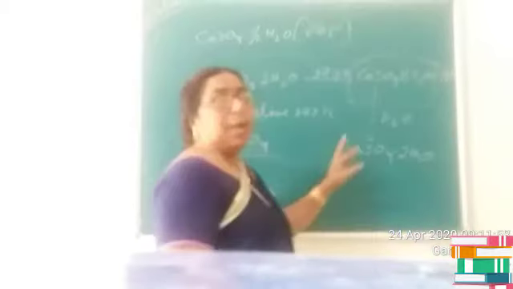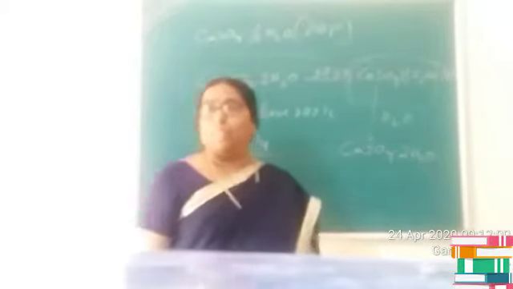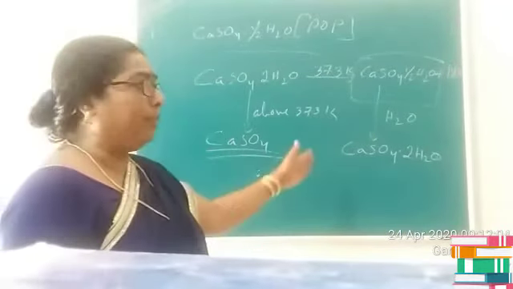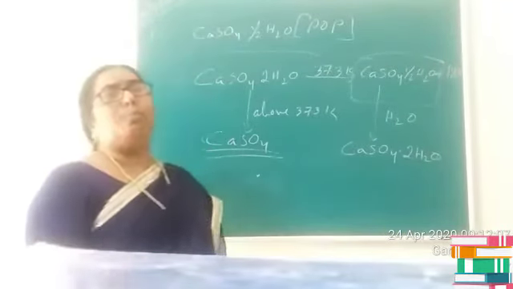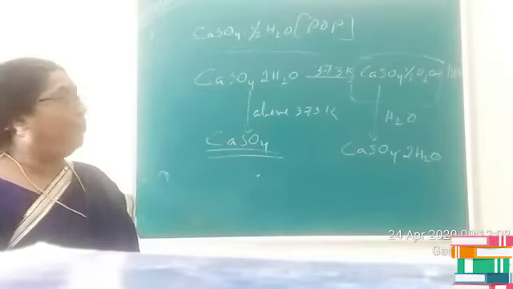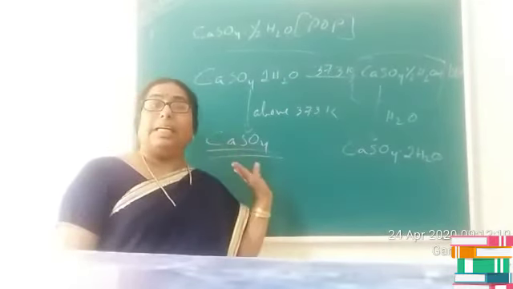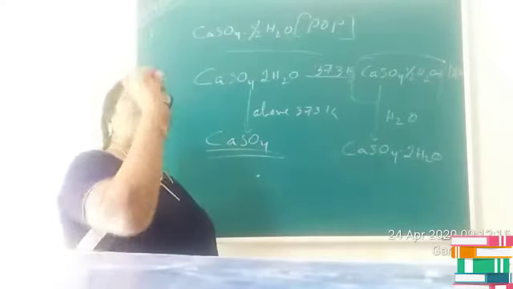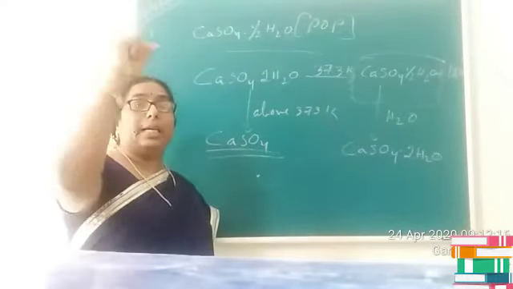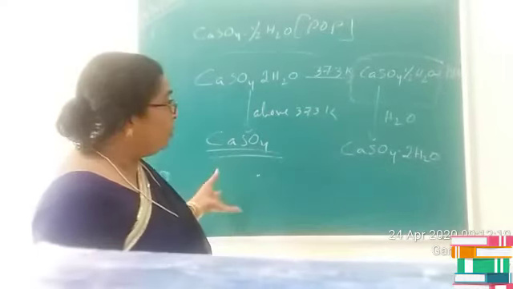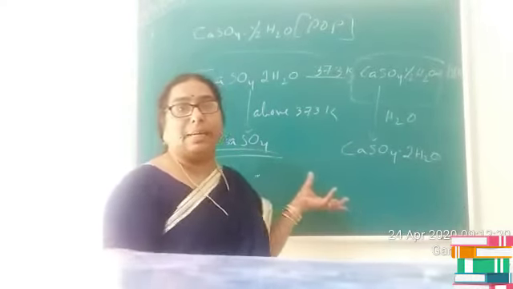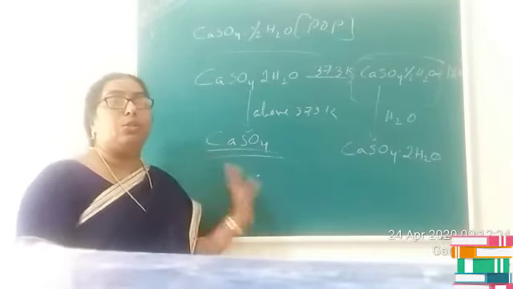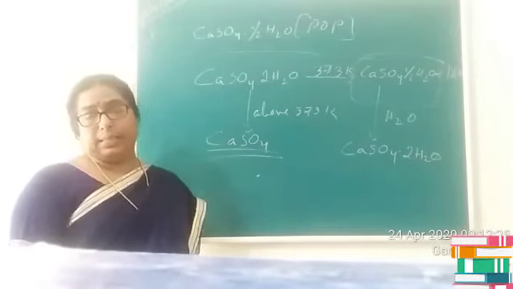Is it clear, children? Plaster of Paris reacts with moisture and produces a hard mass. So to avoid the formation of this hard mass, we should store plaster of Paris in a moisture proof container. It is generally used in hospitals for setting fractured bones, and you can use plaster of Paris for making roofs, as well as for making decorative items. You must have seen the statues and all. For that purpose also we can use plaster of Paris.